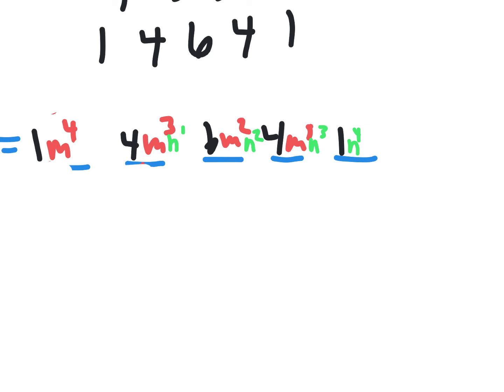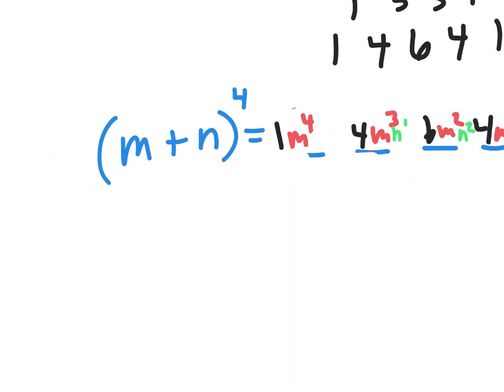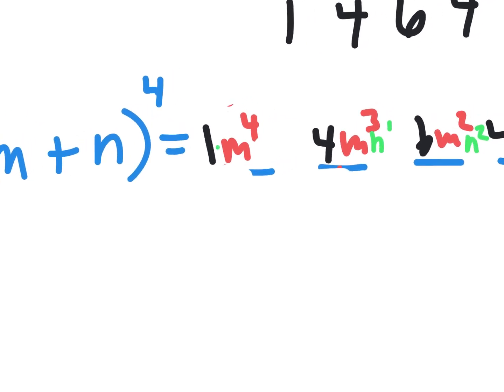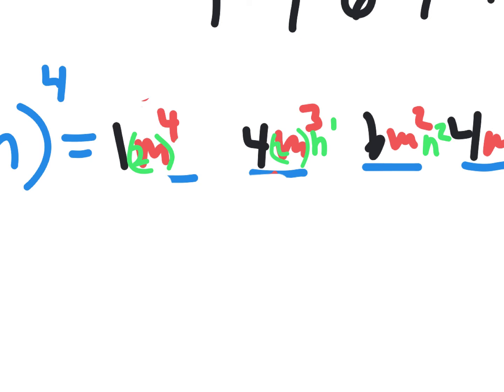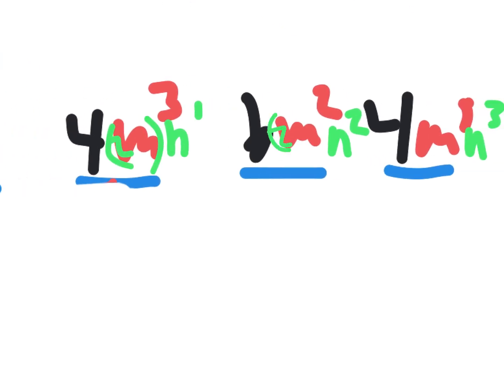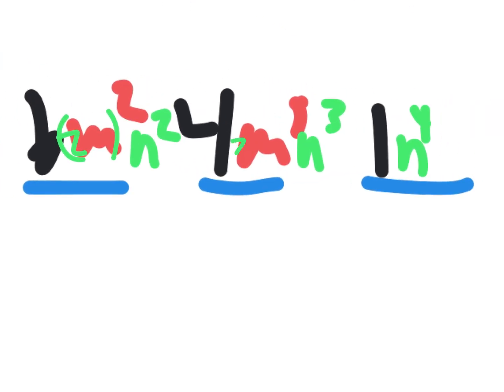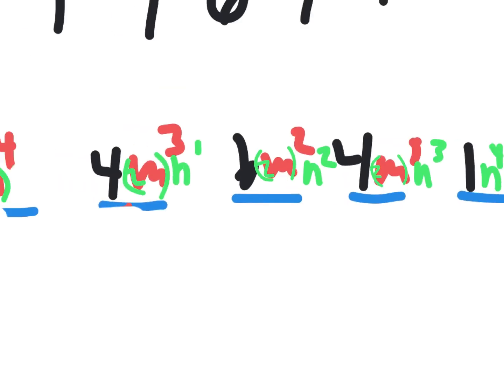Now, how can it be more complicated? What if I threw a 2 right there? Well, then you just go through and make it 2m to the 4th, 2m to the 3rd, 2m squared, 2m to the 1st, and there's no m, 2m to the 0, but that's like this. So the whole thing just disappears at the end. Okay, so if I threw in an extra 2, that wouldn't be that complicated.